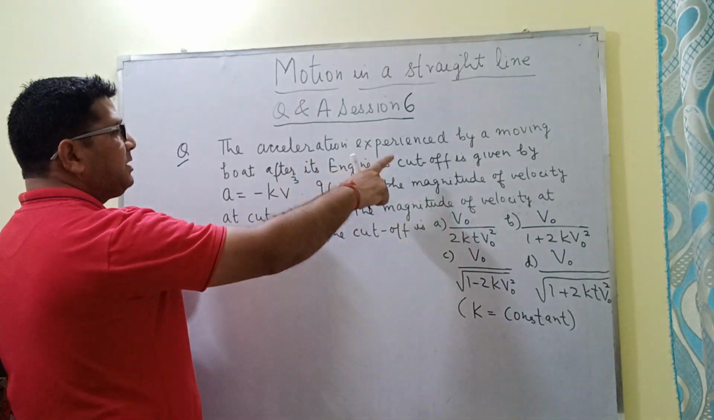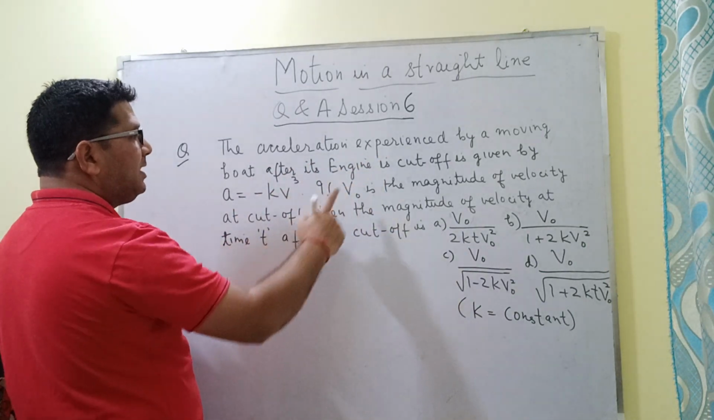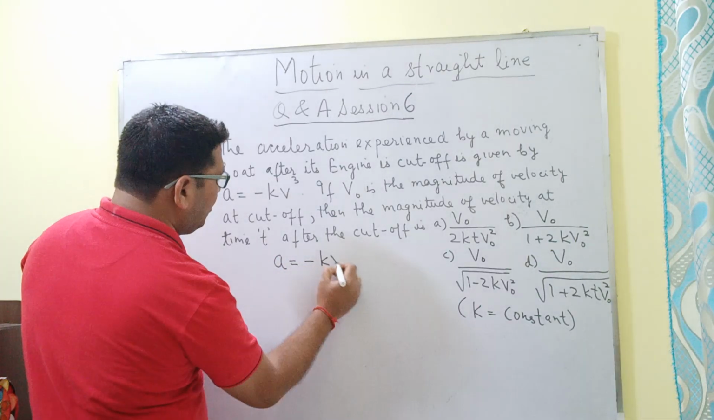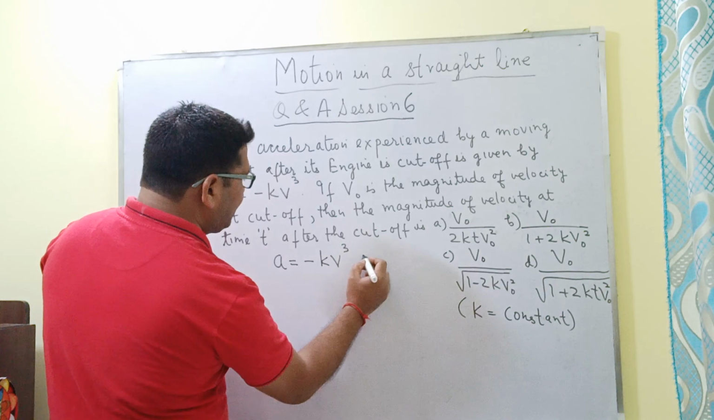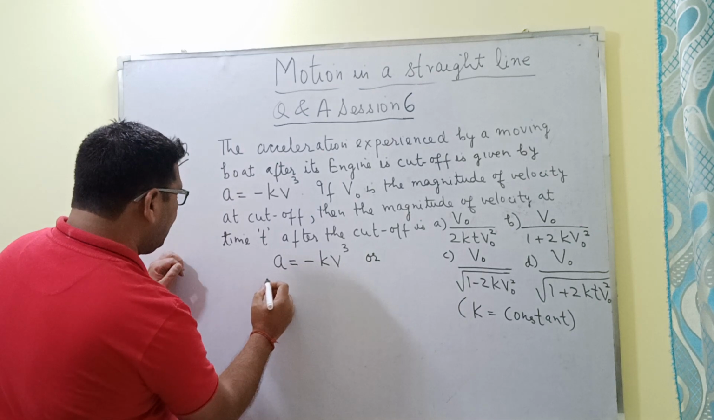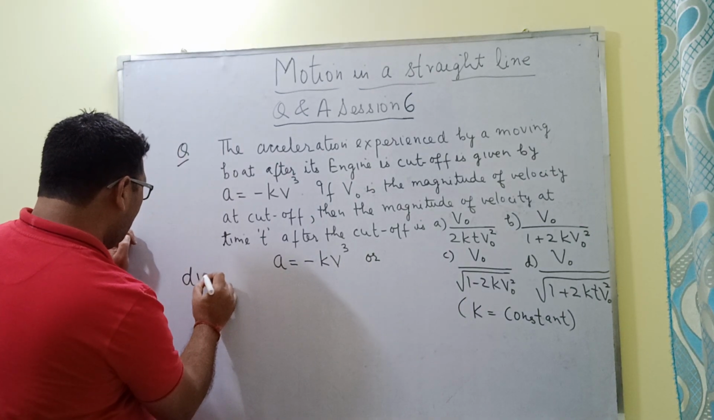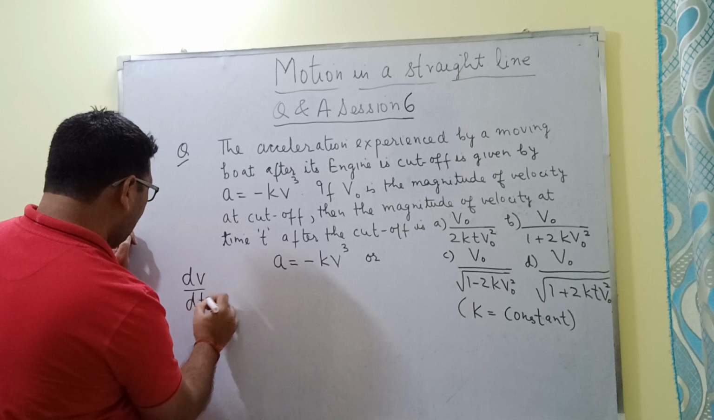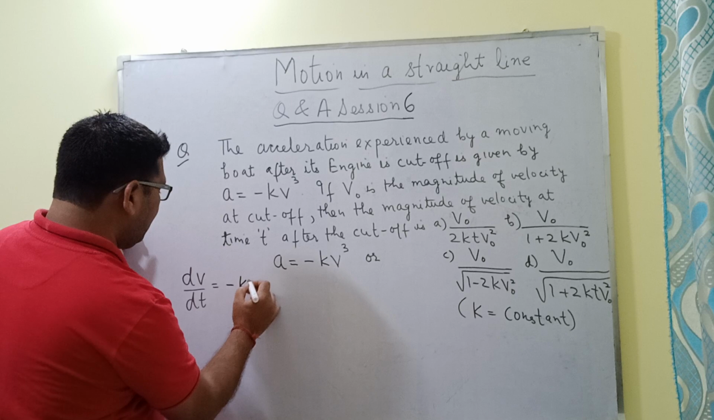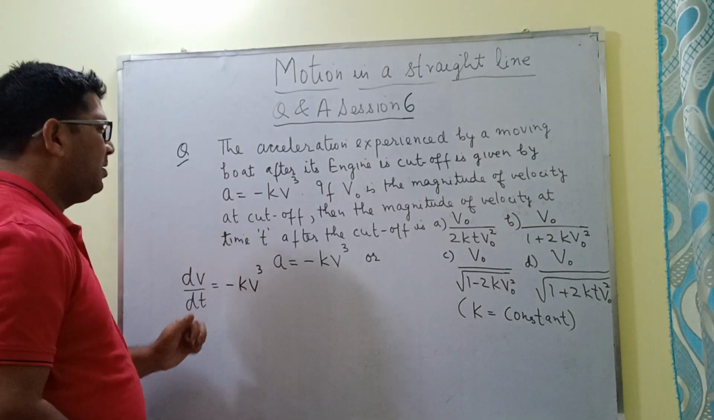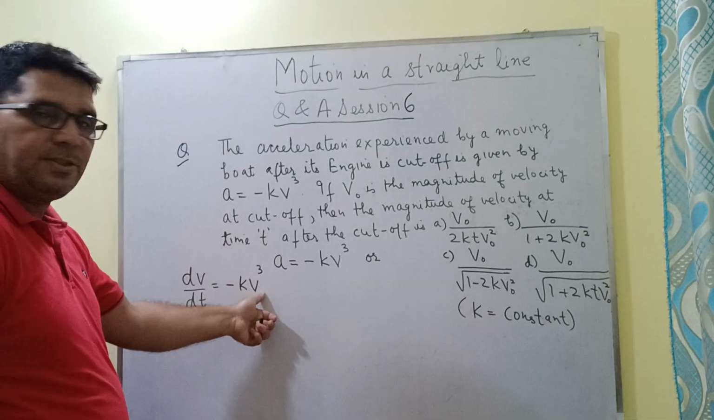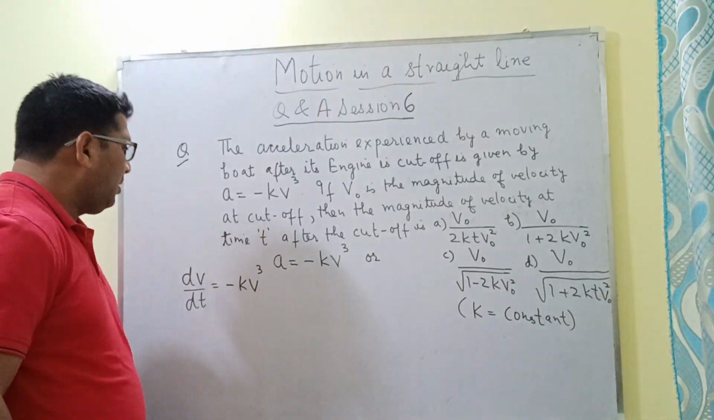So here we have the acceleration experienced by a moving boat after its engine is cut off is given by a equals minus k v cube. Now acceleration is given by dv upon dt, that is the rate of change of velocity, that is equal to minus k v cube, where this v is the velocity at any moment of time.